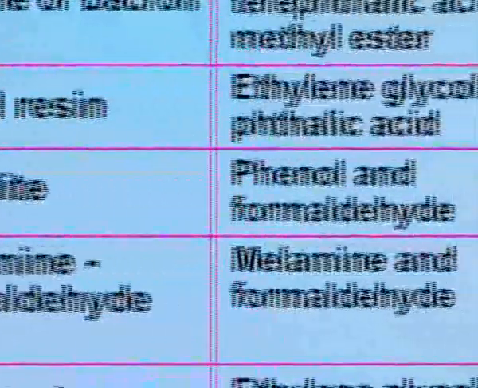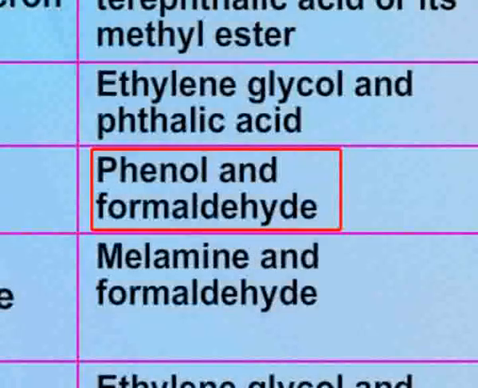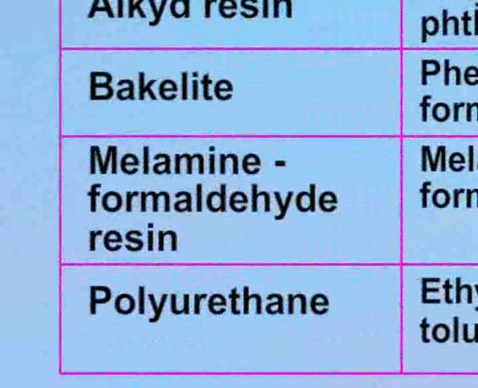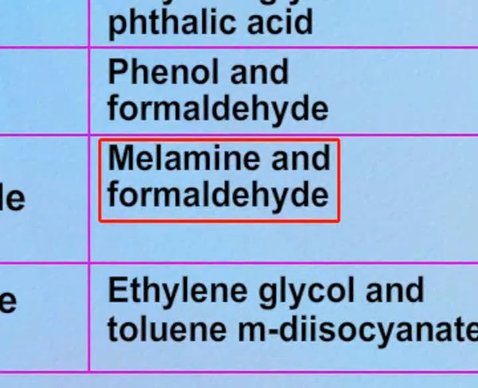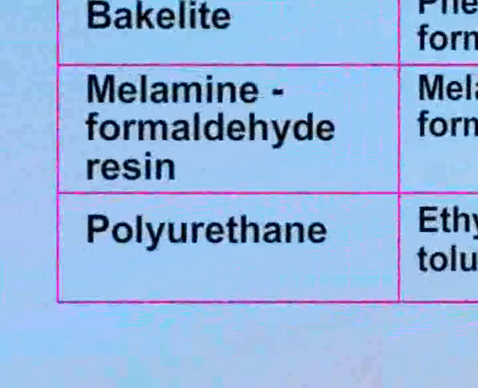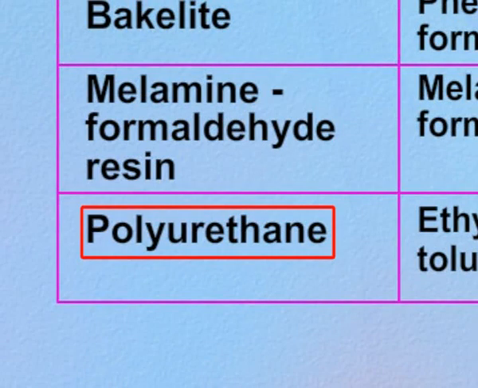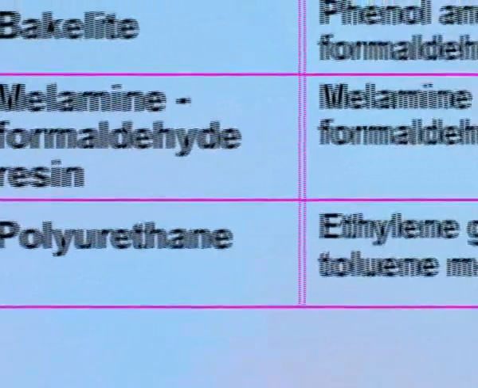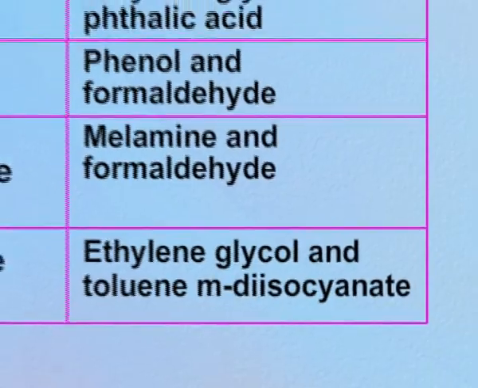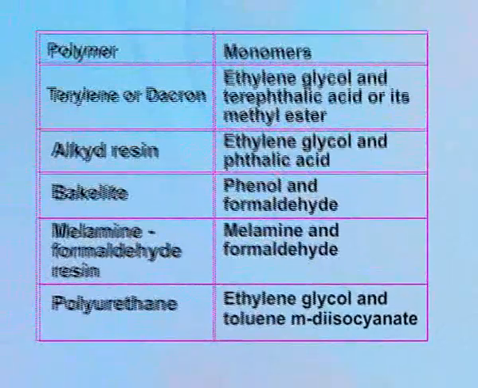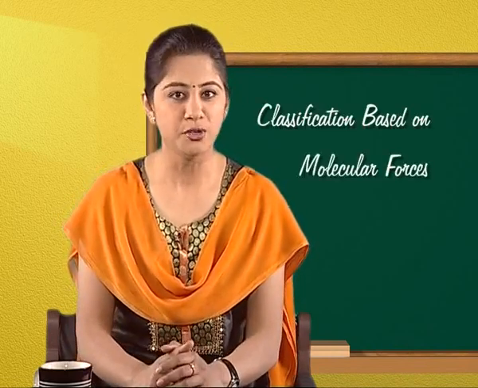Bakelite is formed from phenol and formaldehyde. Melamine formaldehyde resin is formed from melamine and formaldehyde. And lastly, we have polyurethane, which is formed from ethylene glycol and toluene meta-diisocyanate. Let us now discuss classification based on molecular forces.